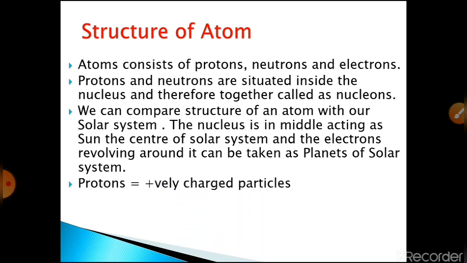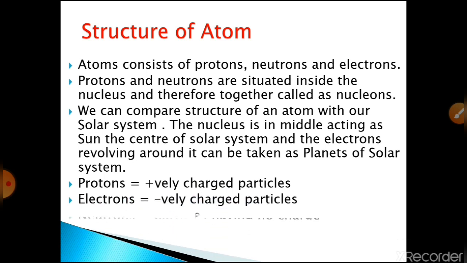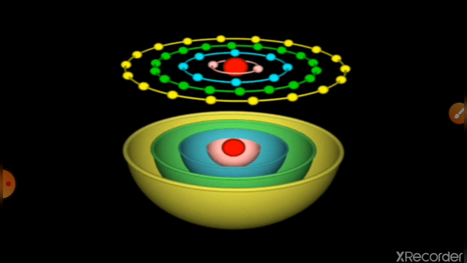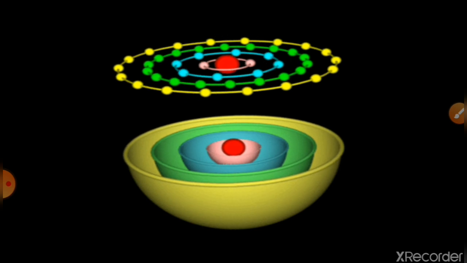Now, what are the charges on these subatomic particles? Protons have positive charge, electrons have negative charge, and neutrons have no charge. So let us see this interesting image. This image shows the structure of atom clearly.